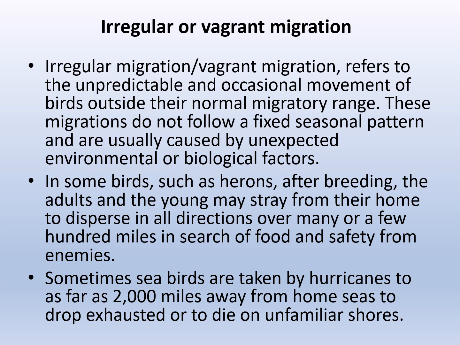Some seabirds are taken by hurricanes as far as 2,000 miles away from home seas to drop exhausted or to die on unfamiliar shores. So this kind is called irregular or vagrant migration.